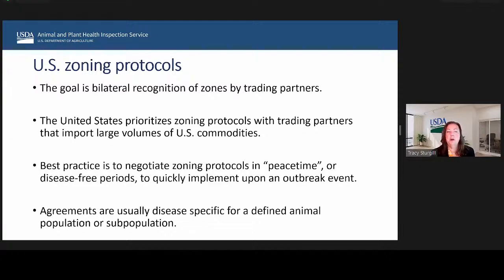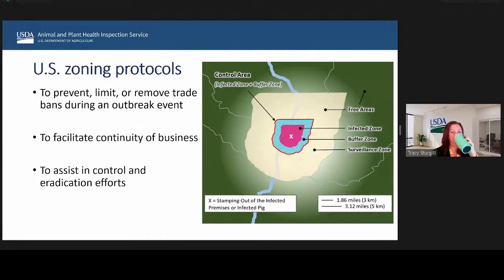And these protocols are usually very disease specific and for a very defined animal population or subpopulation. And they also need to be regularly reviewed to ensure that they are based on current scientific information. Again, as Dr. Zepeda had addressed these, we have some similar slides. But to switch direction, why do we create our domestic zones?